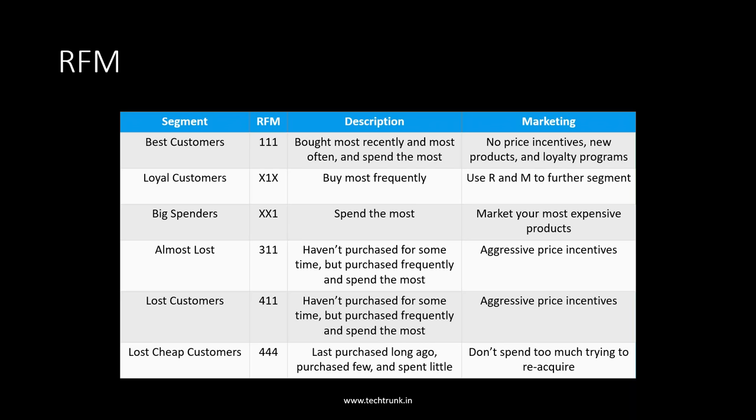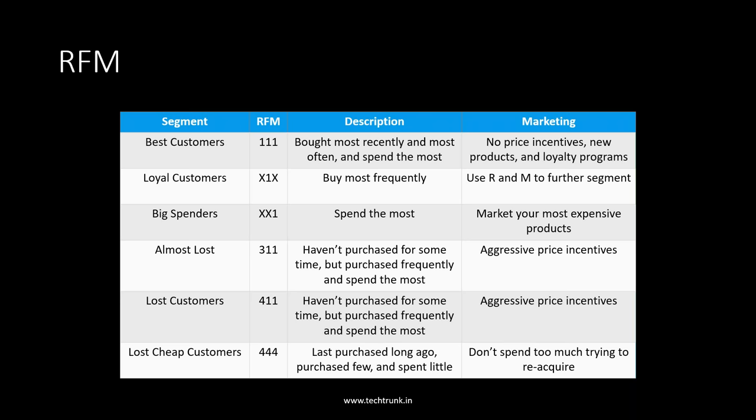Then 3-1-1, right? So 3-1-1 in the sense, when it comes to frequency, those are the best customers. When it comes to monetary, they are the best customers. But when it comes to recency, they have not done any purchasing from our portal for a little long. That means those are the customers we are about to lose. So those are the customers who haven't purchased for some time, but some time back, they used to purchase very frequently and used to spend a large amount of money on our portal. For them, we should run aggressive price incentives. We should provide them more discounts so as to get them back.